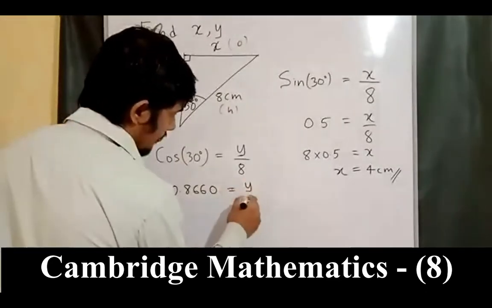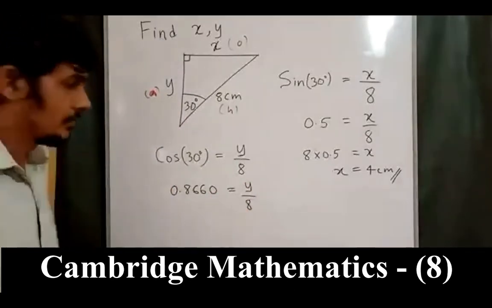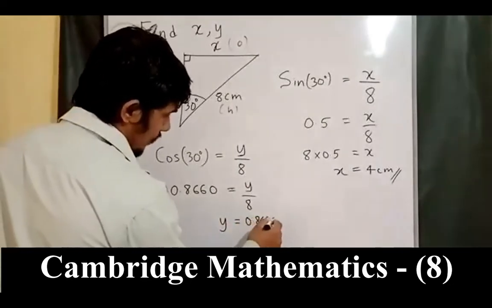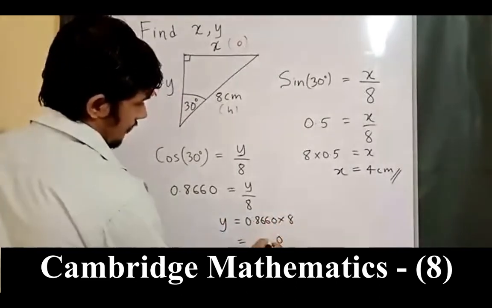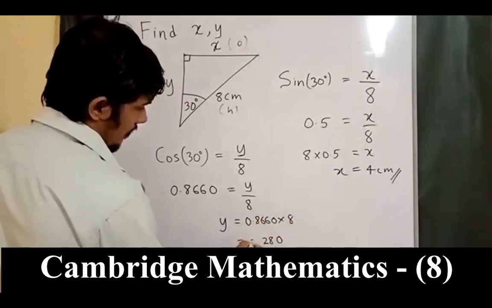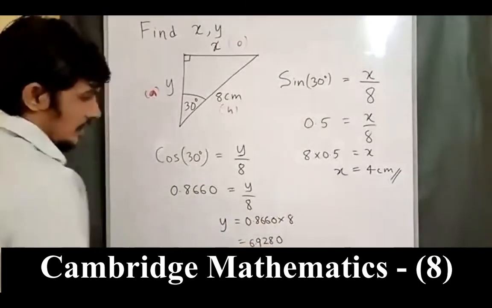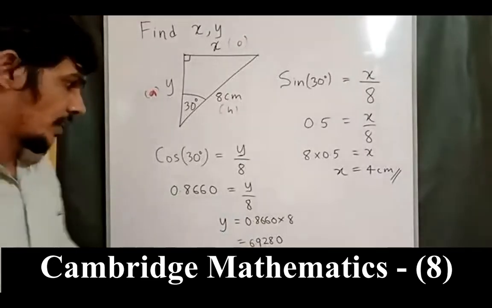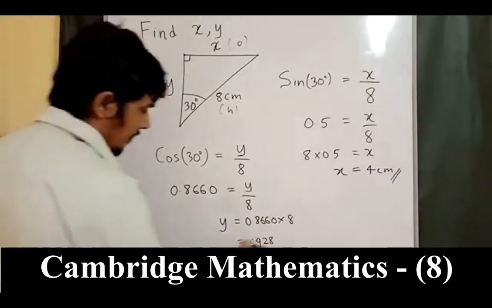Y over 8. Then y is equal to, applying cross multiplication, 0.8660 multiplied by 8, which is 6.9280. So I can cut the 0 here. 6.928 will be the length.